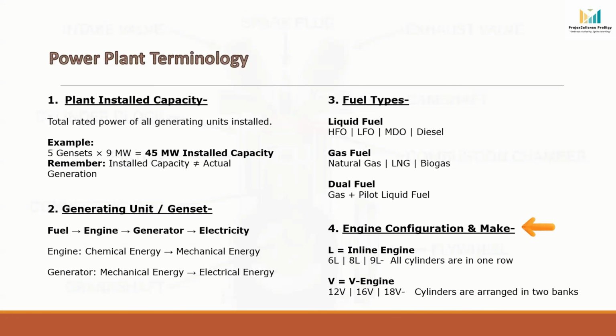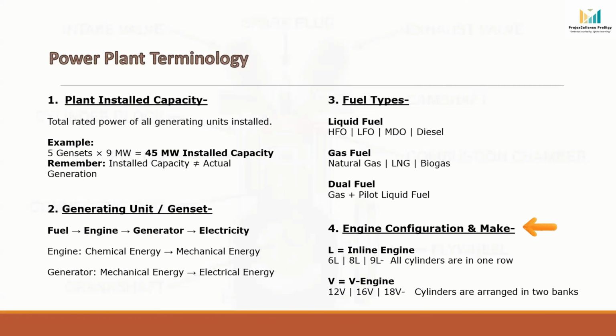Engine configuration and make. This refers to how the cylinders are physically arranged inside a large medium speed engine. L means inline engine. The cylinders are arranged in one straight row. For example, 6L means 6 cylinders in one row. 8L means 8 cylinders in one row. 9L means 9 cylinders in one row. Inline engines are generally narrower but longer than an equivalent V engine.